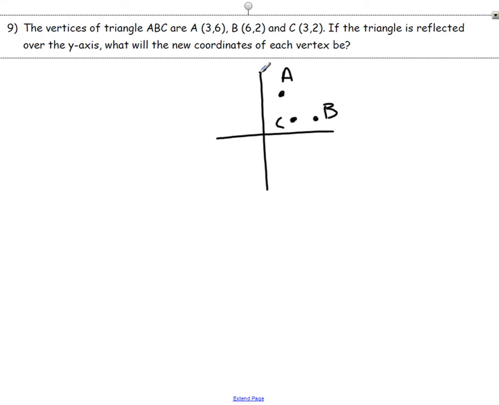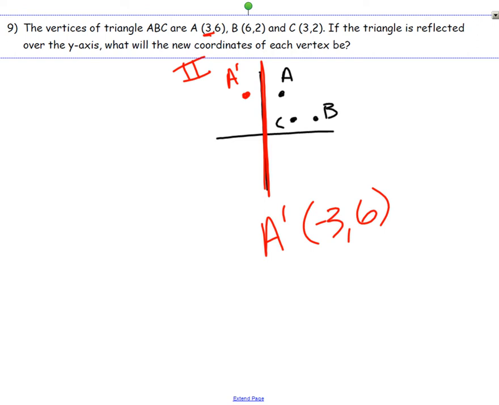Which of these is the y-axis? The one that goes up and down. So if we flip everything to the other side of that, where are all the points going to end up? They're all going to end up in quadrant 2. Right? So what would happen to A? Which coordinate changes? The x or the y? X. Because it moves to the left. So instead of being positive 3, it would become negative 3. So A prime would be at negative 3. What happens to the y value? It stays the same. So it's still 6.